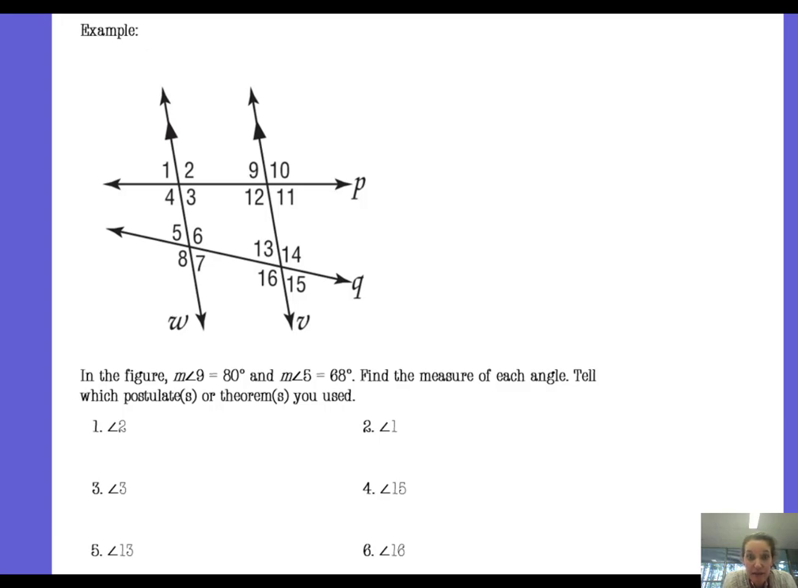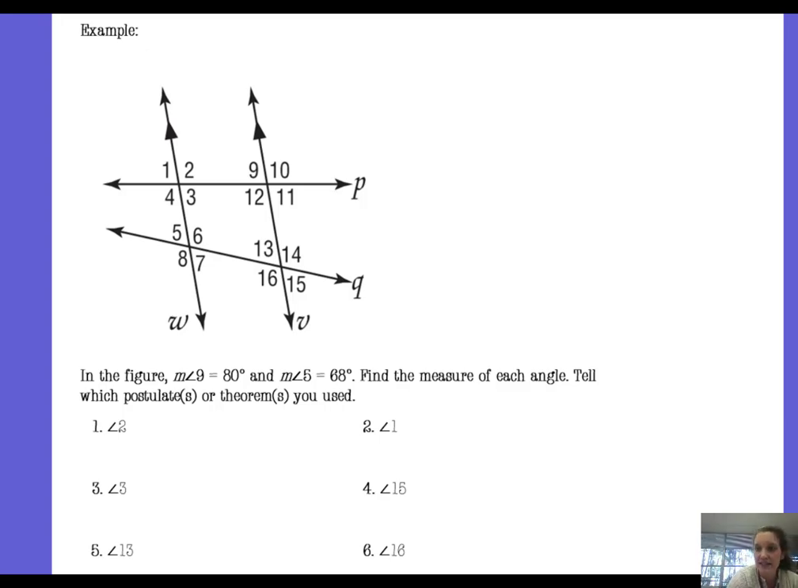All right, in this example, it's super important to pay attention to which lines are parallel and which lines are not parallel, because remember those special relationships that we just learned about: alternate interior angles being congruent, alternate exterior angles being congruent, corresponding angles being congruent, and same side interior angles being supplementary. Those relationships only apply when the two lines are parallel.